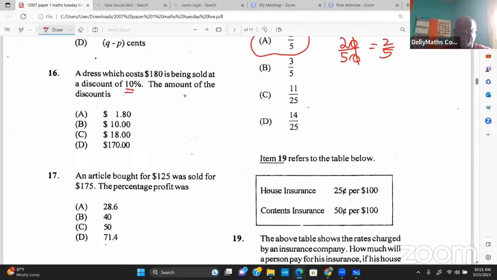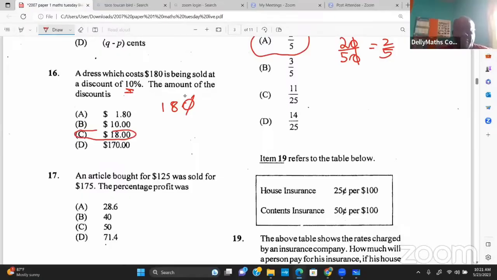Discount of 10%. The amount of the discount is what, right? All right, remember now, 10% is always to just take off a 0. Since they want the amount of the discount, it's just $18. How much would have come off? Drop off a 0 at the back and you'll get your 10% immediately.